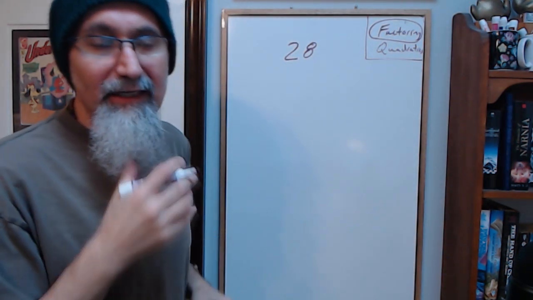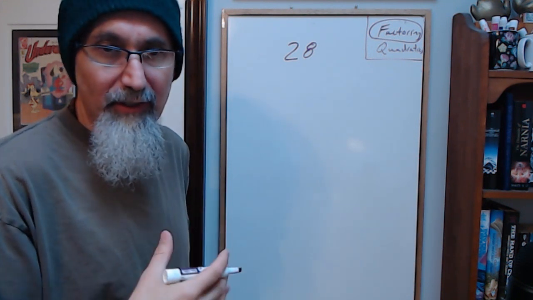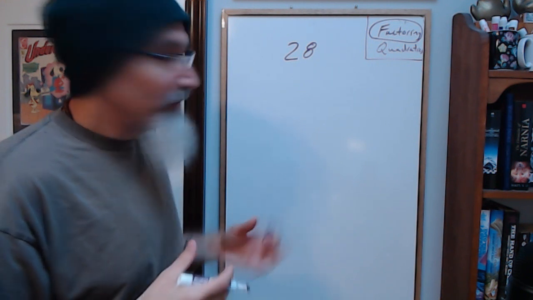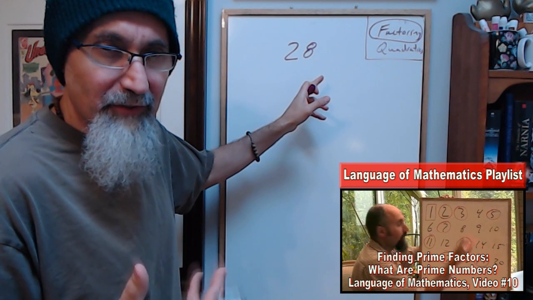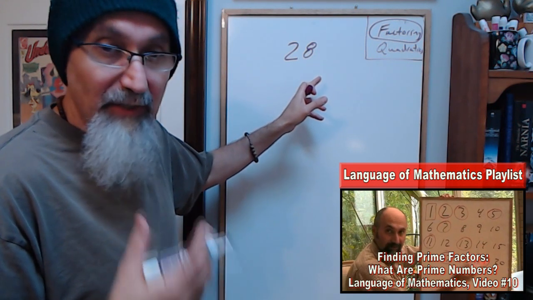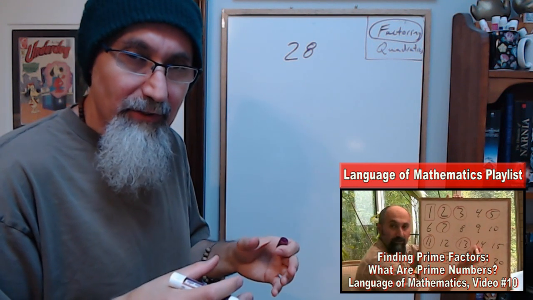Now, one of the things that happens is when you're coming into high school, or you're looking at the real number set, what you find out is 28 is called a composite number. It's not a prime number, and prime numbers are numbers that can only be divided evenly by one and themselves, right? So 28 is made up of other numbers, okay?